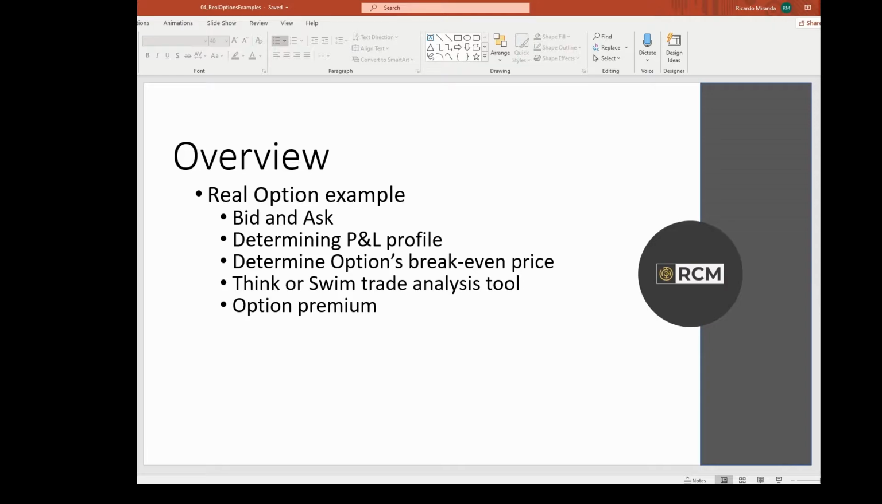for a chosen strike. I'm going to show you how you can use the thinkorswim trade analysis tool to look at a chosen call option P&L profile. Finally, I'm going to talk about the options premium and how that translates to the options price and what that means for the options time value.